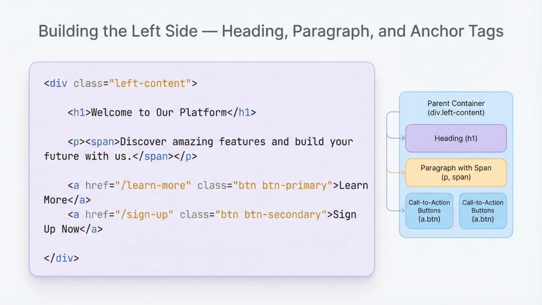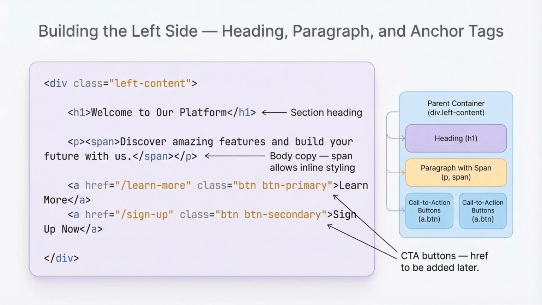Now let's look at what the left column actually contains in the HTML. There's a heading tag for the main title, a paragraph tag for the descriptive text, with the text wrapped in a span tag for styling flexibility, and then 2 anchor tags that will serve as the call to action buttons. The href attributes are left empty for now and can be filled in later.